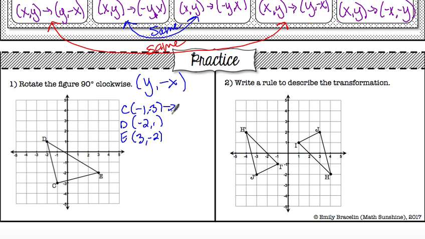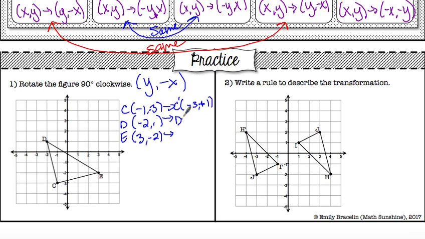And then I would use my rule. Change the position of x and y. So -1, -3 is now -3, -1. And then the value that was originally x, make it the opposite sign. So instead of this being -1, it's now +1.